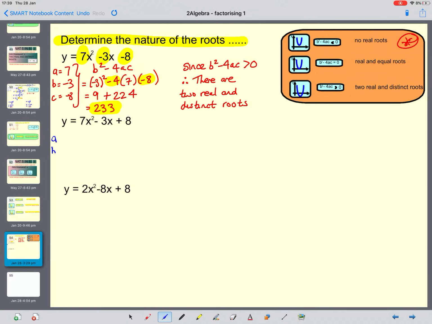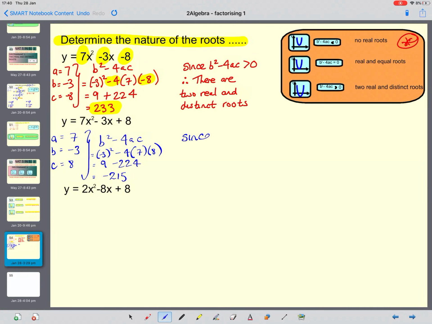Next one. So what's my A, my B, and my C? Just do this very quickly, you know this. My A is 7, my B is negative 3, and my C is 8. You want to plug all of that into b squared minus 4ac. So negative 3 all squared, take away 4 times 7 times 8. So 9, take away 224. My answer is negative 215.